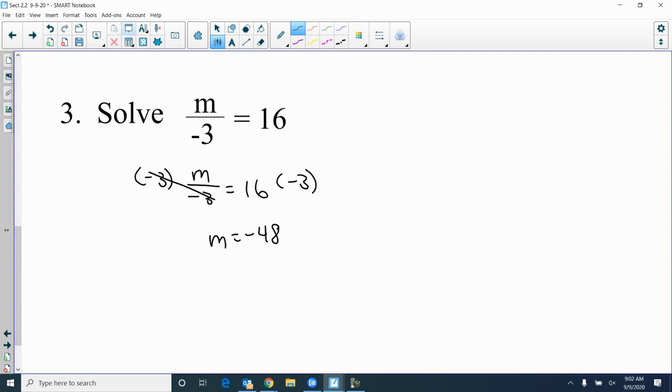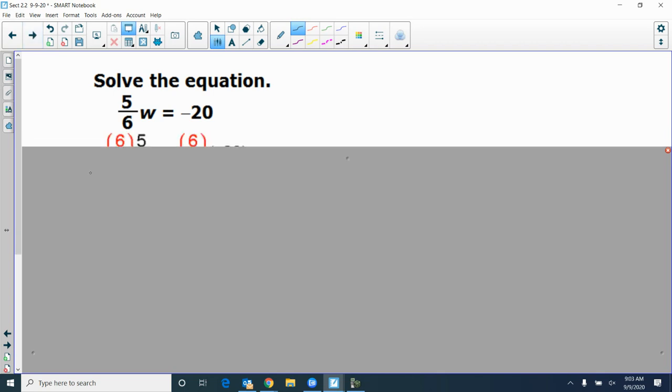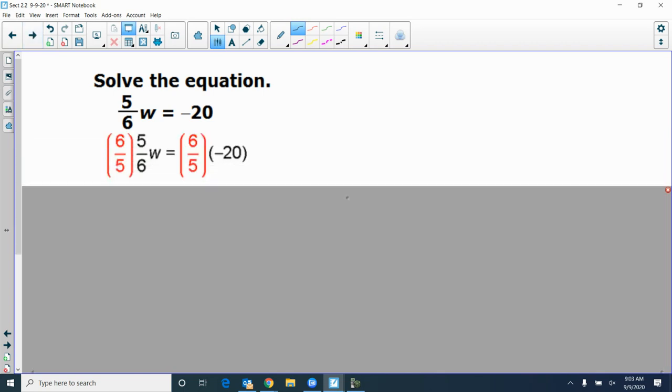m equals negative 48. So if we're dividing by a constant, we multiply both sides by that constant. If we're multiplying, then we divide. Now, before we get into the next one, let's just pay attention. This isn't one on your sheet. What do we do when it's a fraction? If I got 5/6 w equals negative 20, what are they doing to get rid of the 5/6? I just want you to pay attention. If this is 5/6, they're multiplying both sides by 6 over 5. Here's why, because 5 over 6 times 6 over 5 is 30 over 30.